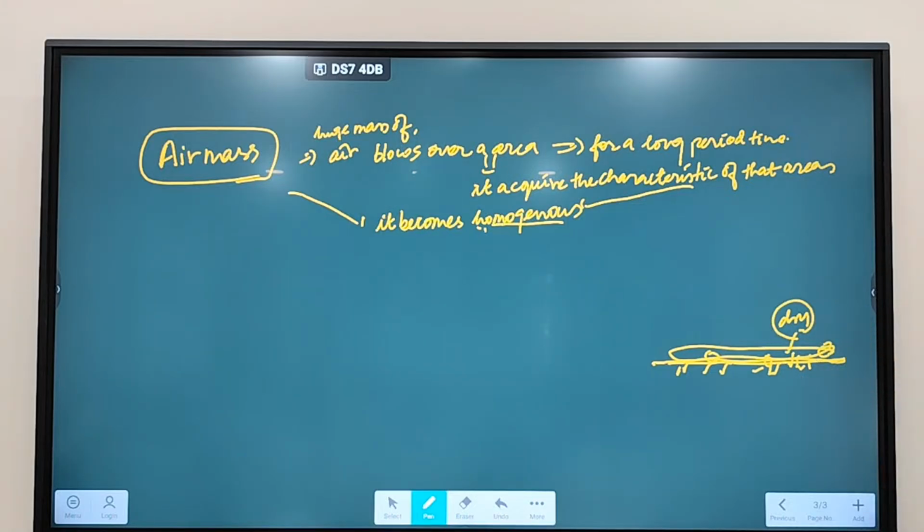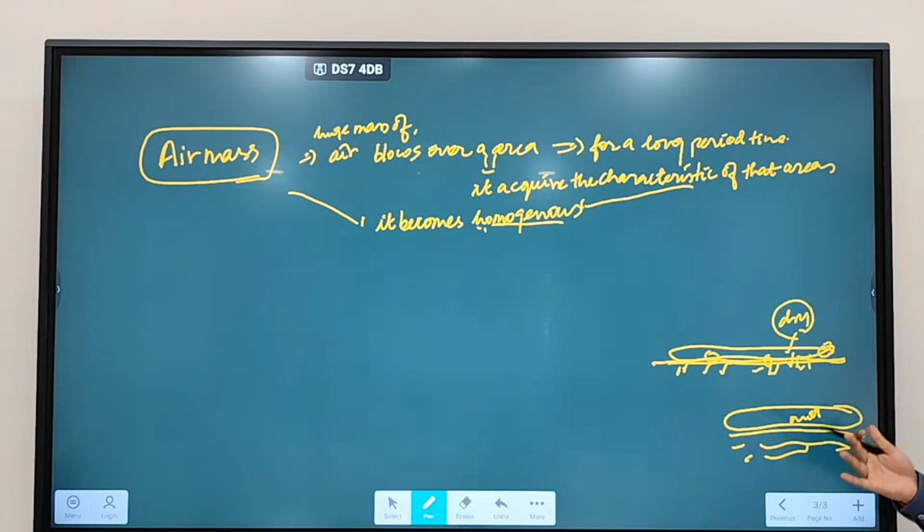Why dry air? Because it is moving over land. When it moves over oceans, what will happen? It acquires the moisture. So that air will have moisture. Why? Because it is moving over the ocean, so it is acquiring the characteristic of that particular area. So when air acquires a characteristic of a particular area and becomes homogeneous, then it is called an air mass. So what you have to keep in mind is when air blows over an area for a long period of time, it acquires the characteristic of that area and becomes homogeneous in character. And that is called an air mass.